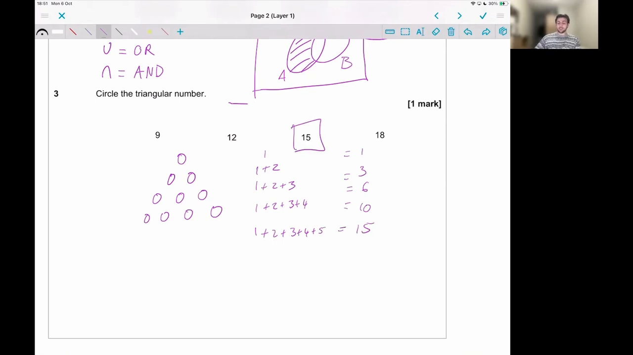And that is the only triangular number there because, as you saw, 9 and 12, we didn't hit when we were going up: 1, 3, 6, 10, 15. And the next one, if we were to keep going, 1 plus 2 plus 3 plus 4 plus 5 plus 6, we'd actually get 21, which is bigger than 18. So we know 18 isn't one of them either. And just to show you, we can draw 15 circles like that and make a little triangle. So there it is. That's question 3.